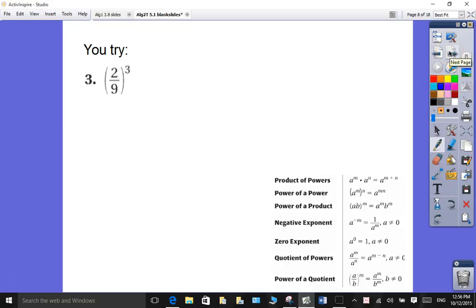One more you try. So which property do we use? The power of a quotient, right? So what does it look like when I apply the power of a quotient? 2 to the third over 9 to the third, which is 2 to the third is 8, 9 to the third is 729. 9 times 9 is 81, 81 times 9, 729. Okay.